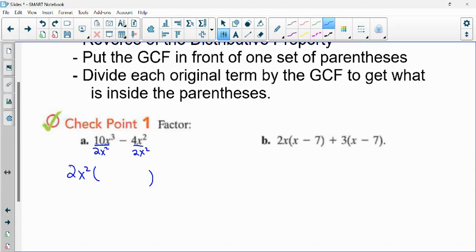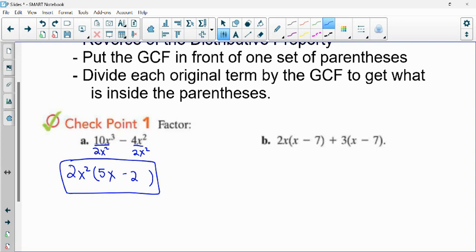Since we had two terms to start, how many terms are we going to have inside the parentheses? Two terms still. Okay, so 10x to the third divided by 2x squared. 10 divided by 2 is 5. x cubed divided by x squared is x. So I go and look to my second term now. Negative 4 divided by 2 is negative 2, and the x squareds cancel out. If I do a quick distributive property just to double check, 2x squared times 5x is 10x to the third. 2x squared times negative 2 is negative 4x squared, like we wanted. So we just pulled out the GCF and factored that.